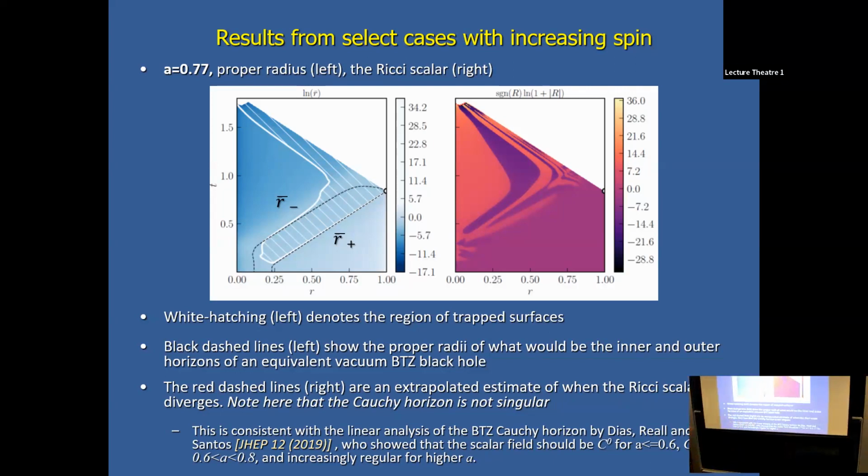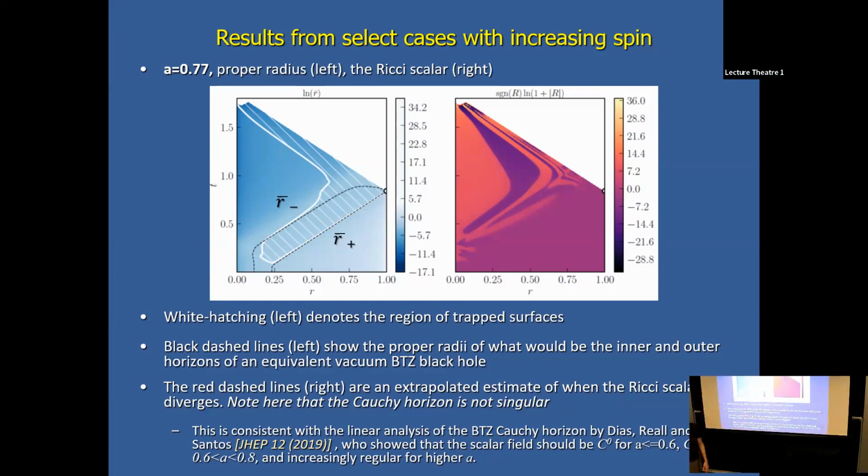And so perhaps it's not surprising that, since it's the scalar field which is really governing the back reaction on the metric, if it's becoming increasingly regular, then likewise the geometry should be increasingly regular. And it turns out that the cases where we stopped seeing singularities are pretty close to these boundaries that they find.